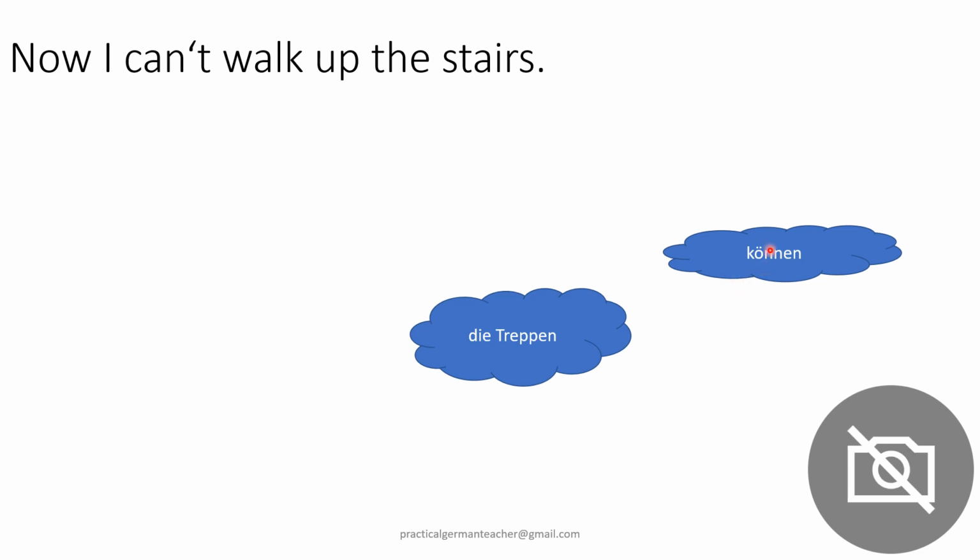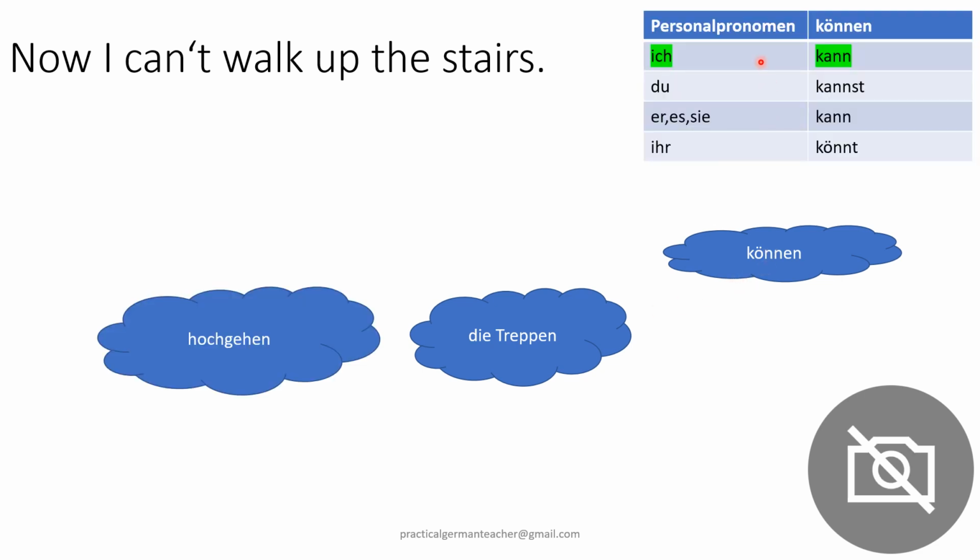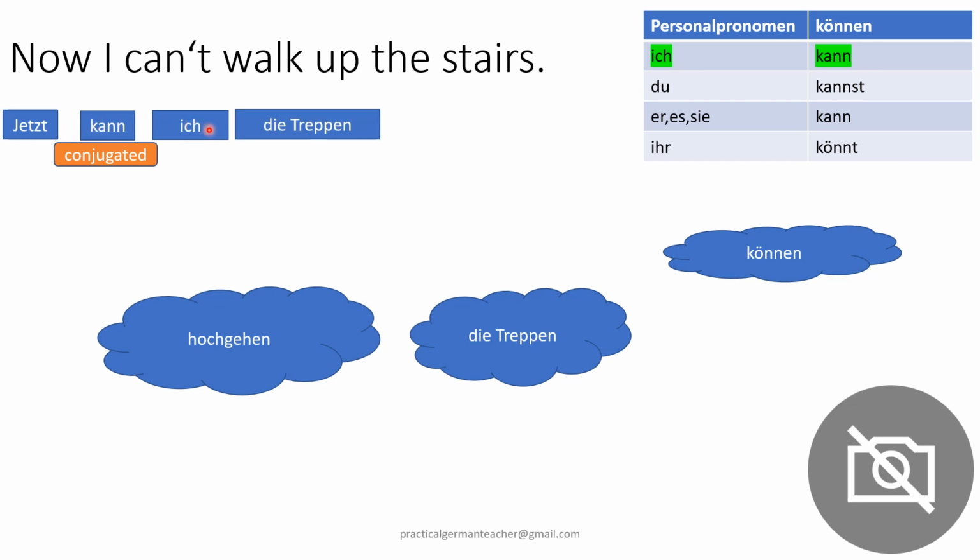So können is the modal verb that you will use. It's the conjugation table. The verb to say to walk up is hochgehen. This is a trennbare verb, please remember. And the word for now is jetzt. So you start with jetzt. The second position will be taken by, okay, you can also have ich over here, but I want to start with jetzt. So jetzt, then the second position will be taken by the verb, which has to be conjugated with respect to the subject, which is ich, so it becomes jetzt kann ich.